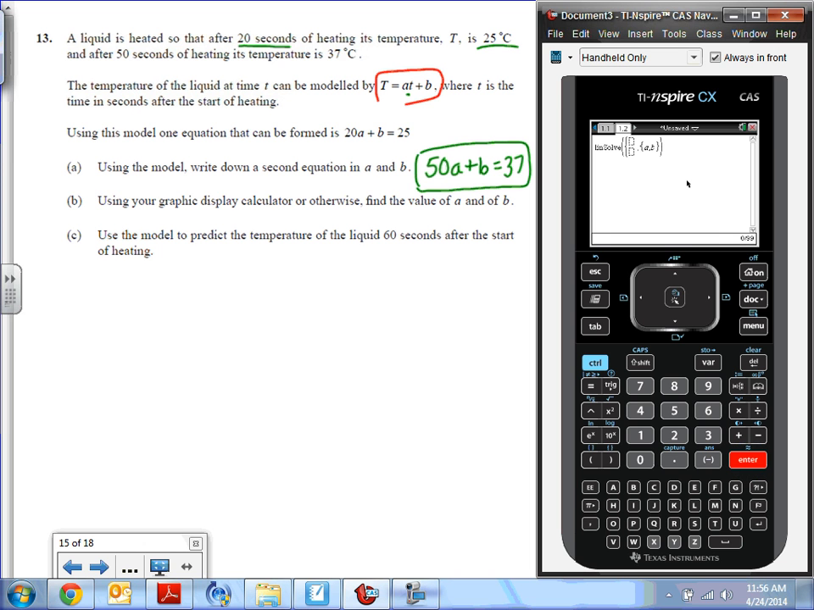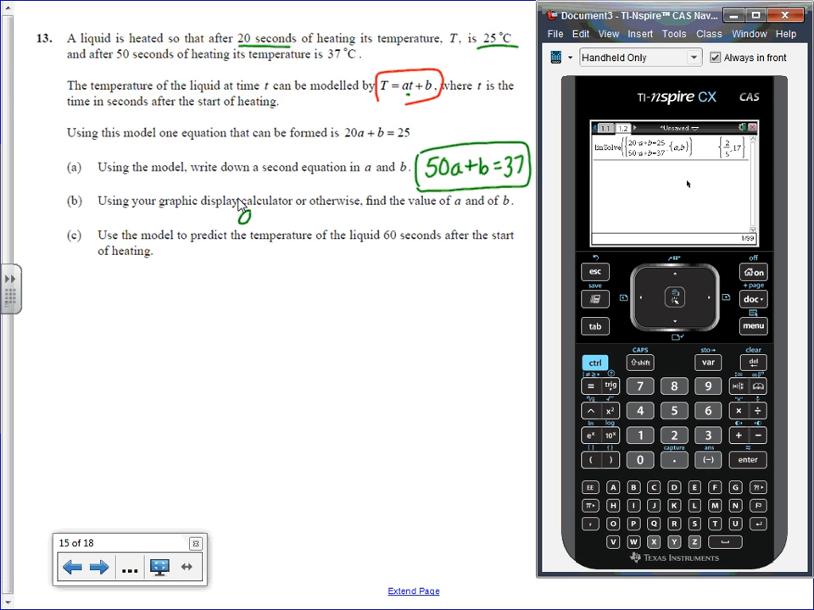And now I'm going to type in 20a plus b equals 25. And you might find it's faster to just solve these by hand using the elimination method. But in case you wanted to remind yourself how to do this on a calculator, we type in our 2 equations, we hit enter, and it solves a and b for us. The value of a is 2/5, or the exam would accept 0.4, and the value of b is 17.